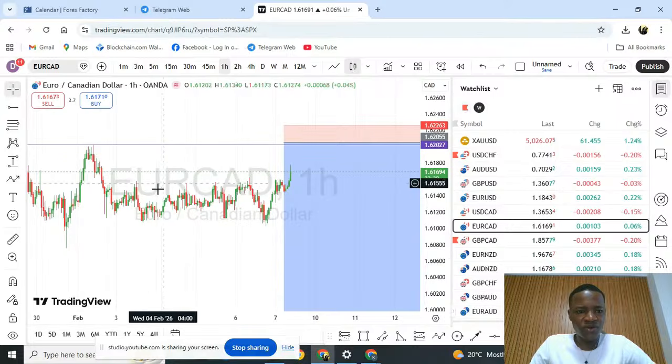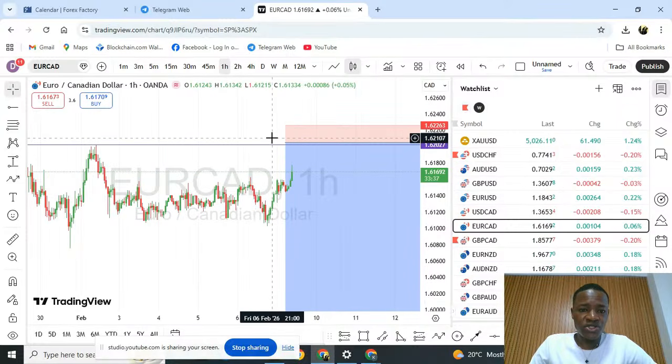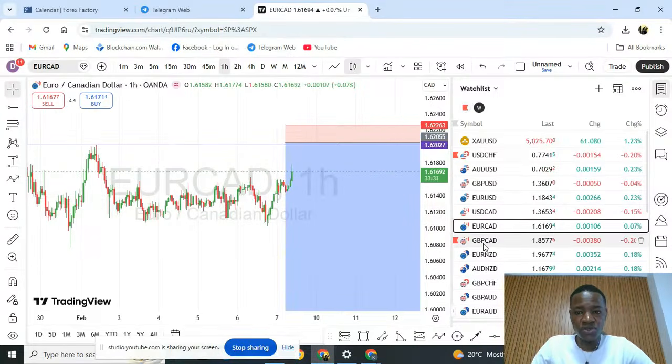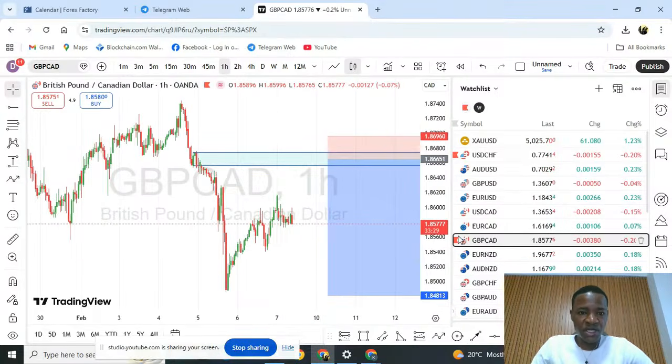Mbona naangalia looking forward for buys. EURCAD sells above but in liquidity using confirmation liquidity on EURCAD. GCAD pia nimetafuta more sales on order block, hizo ni ya wiki pia. GCAD utafuta pia hii wiki.